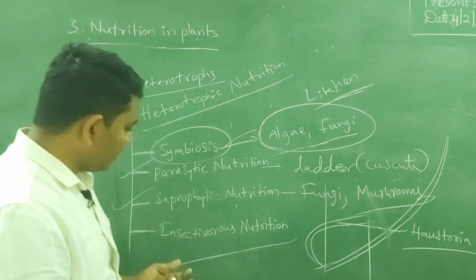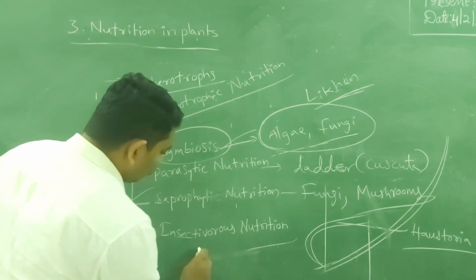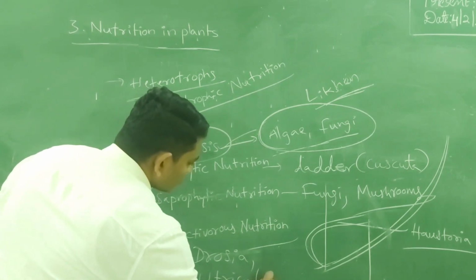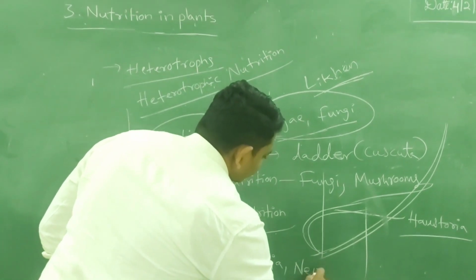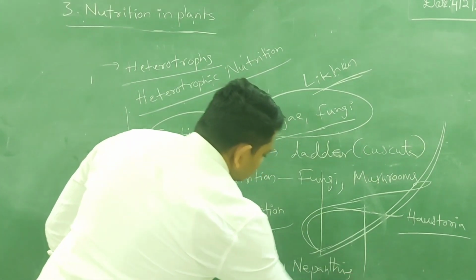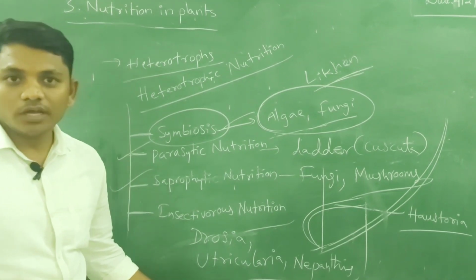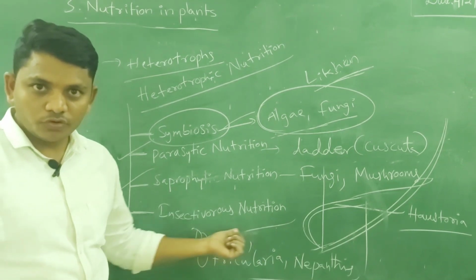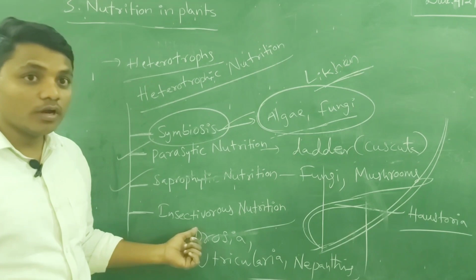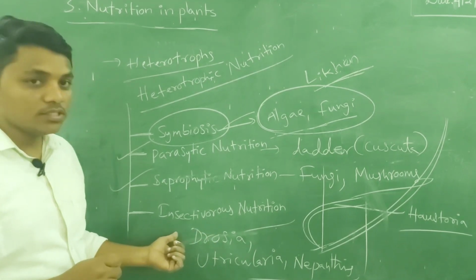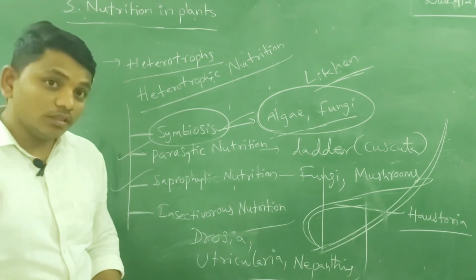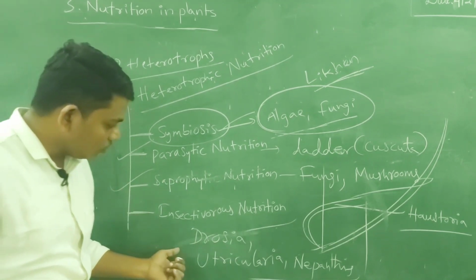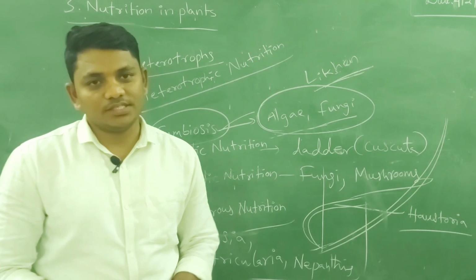The best examples for insectivorous nutrition are Drosera, Utricularia and Nepenthes. So these are plants that usually eat insects. They are called insectivorous organisms, and the process of nutrition is called insectivorous nutrition. So the best examples for insectivorous organisms are Drosera, Utricularia, Nepenthes.